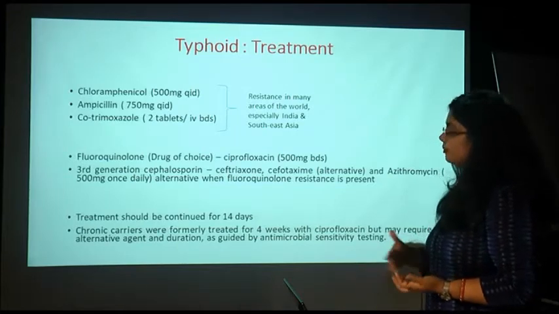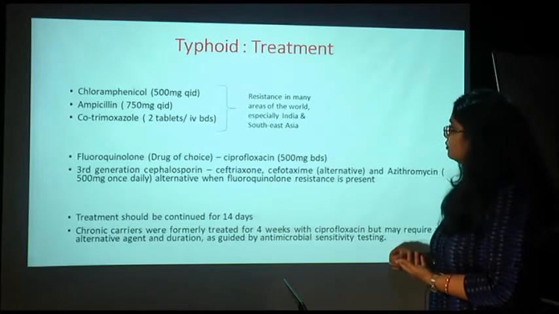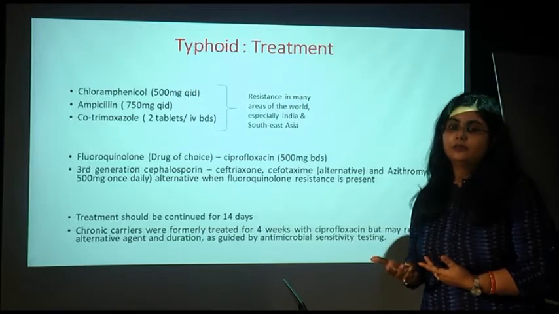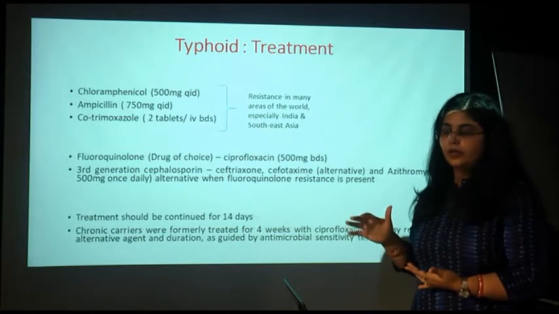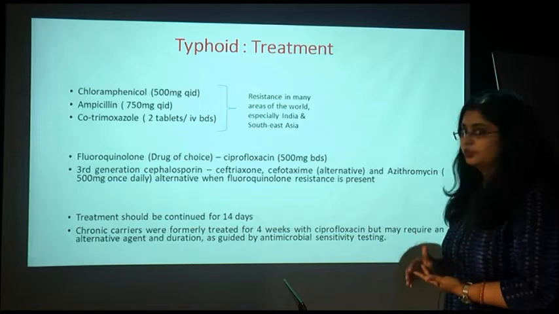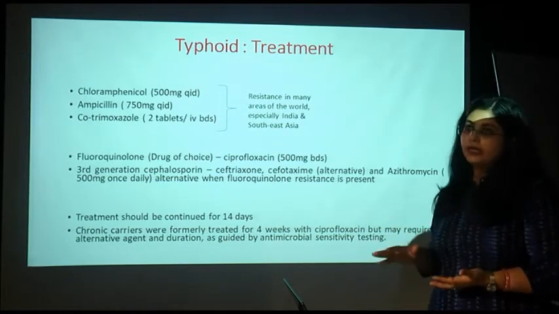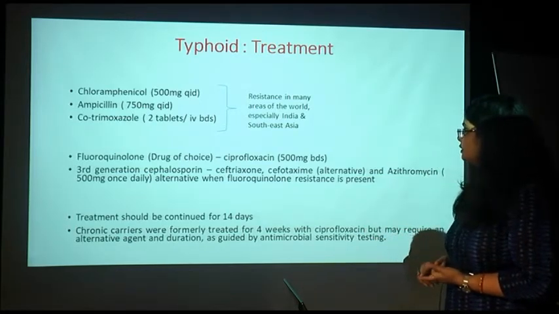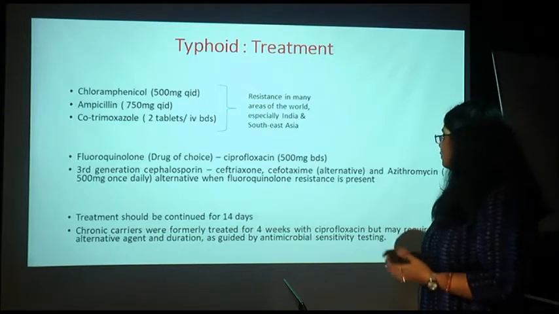The antibiotics that were commonly used were chloramphenicol, ampicillin and cotrimoxazole. These three antibiotics are no longer used because the bacteria has already developed resistance against them. Now what if the patient has reported typhoid fever for the first time? Then fluoroquinolones would be a good choice of drug. But if the patient has already had one episode of typhoid fever, then third generation cephalosporins and azithromycin are a better alternative for treating the disease.